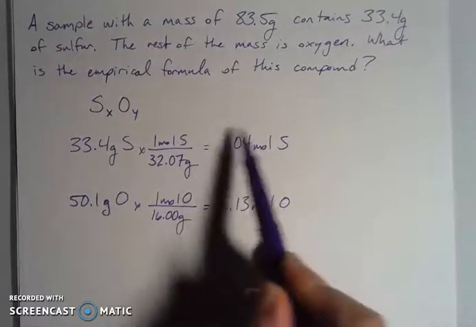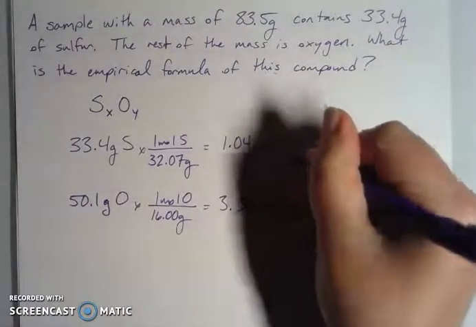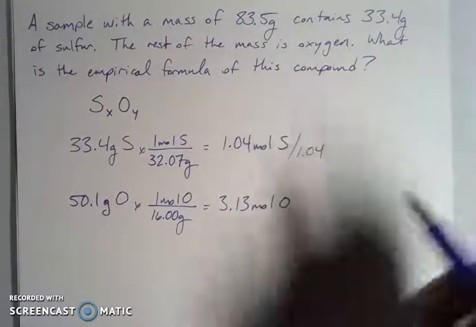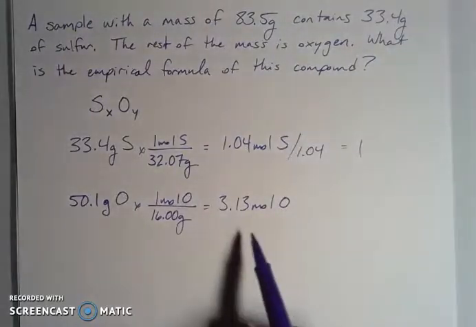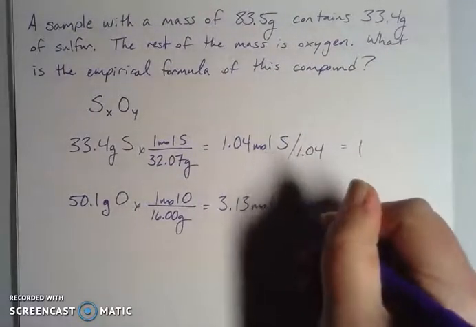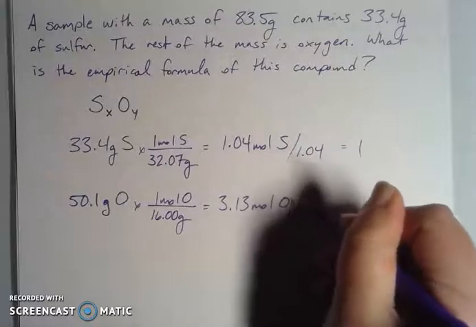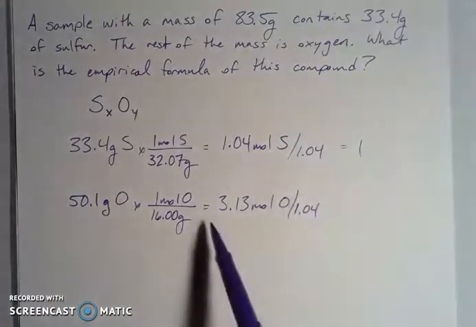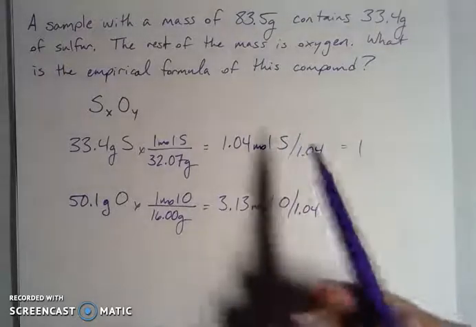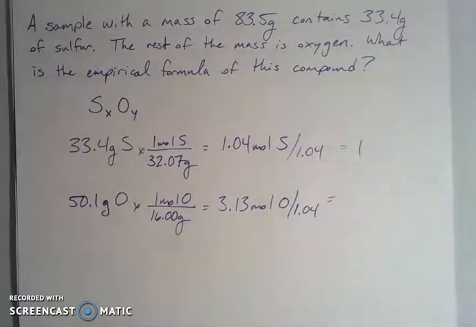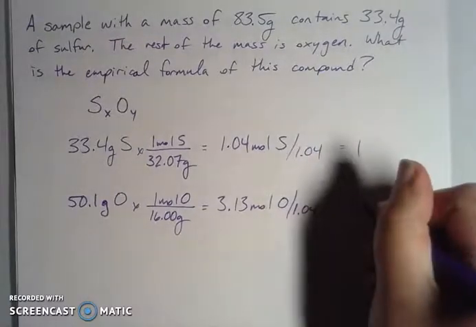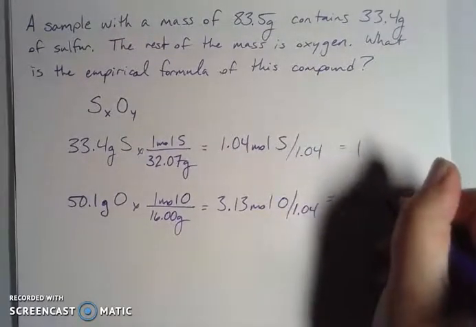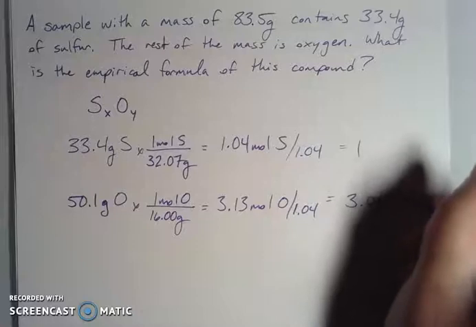So if I divide this by 1.04 by itself, then that will give me my 1. And if I divide this by my 1.04, then this will give me how many of these I have in relation to this 1. When I do that math, it's about 3-ish. So if I do the math, it's actually out like this.